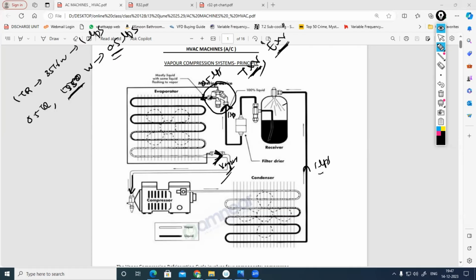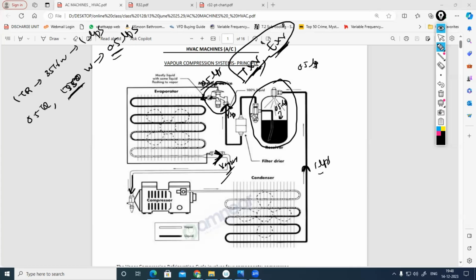But here it's a problem. Because 1 liter is coming, 0.5 is going. What about the remaining 0.5 liter per second? The remaining 0.5 liter per second, we are storing in this accumulator or receiver. Same function, but the location is different. If you are using a variable flow expansion device called a thermostatic expansion valve or electronic expansion valve, after the condenser, before the expansion device, there you have to provide this one. 1 is coming, 0.5 is going. The unwanted 0.5 liter per second of liquid refrigerant we are storing within the receiver, like a buffer storage tank.